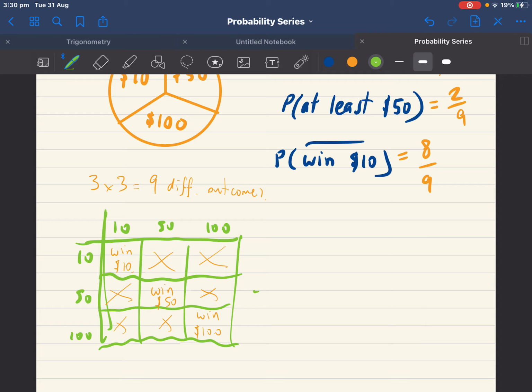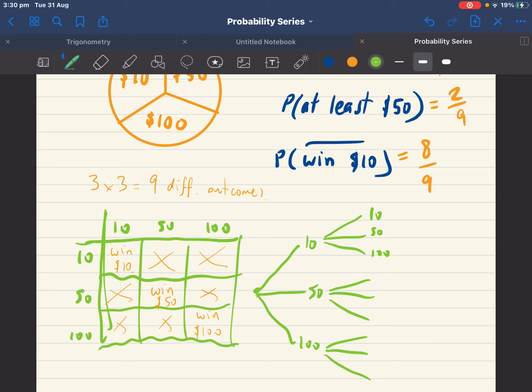Let's check it out. Start off your tree diagram with a point. Get to your first set of branches. You spin the wheel. What can happen? You could get a 10, a 50, or you could get 100. We've got 3 sets of branches. All right, you've done the first spin. We're then spinning the wheel a second time. Again, there's going to be 3 different options. So we need 3 sets of branches coming off each previous end.